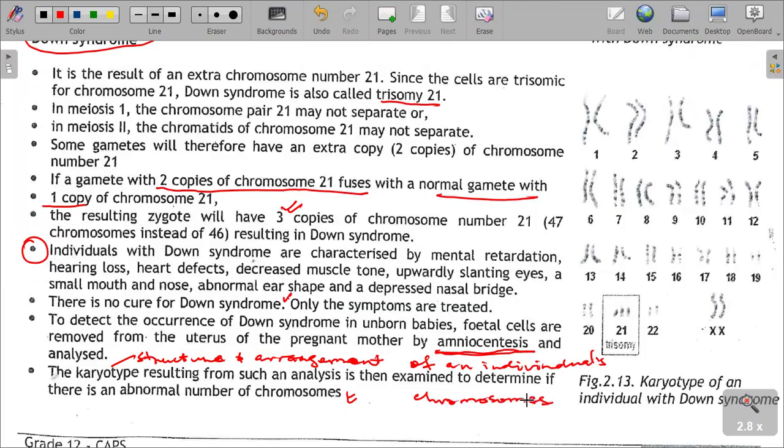The structure and arrangement of a person's chromosomes is called the karyotype. In terms of the karyotype, you must understand that we have 23 pairs of chromosomes. From number 1 to number 22, they are all autosomes, and chromosome 23 is the sex chromosome.